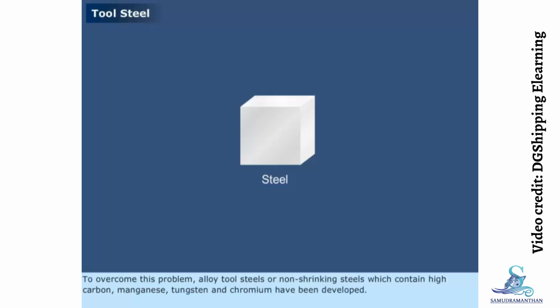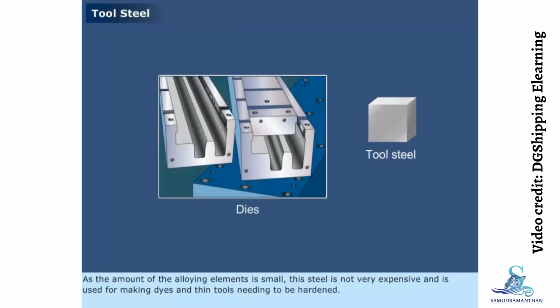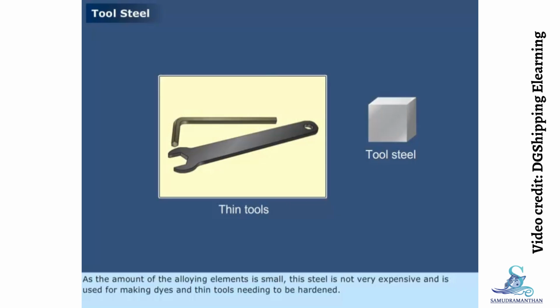Alloy tool steels or non-shrinking steels, which contain high carbon, manganese, tungsten, and chromium, have been developed. Typical non-shrinking die steel contains 1.5% of carbon, 0.9% of molybdenum, 0.5% of tungsten, and 0.75% of chromium. As the amount of the alloying elements is small, this steel is not very expensive and is used for making dies and thin tools needing to be hardened.